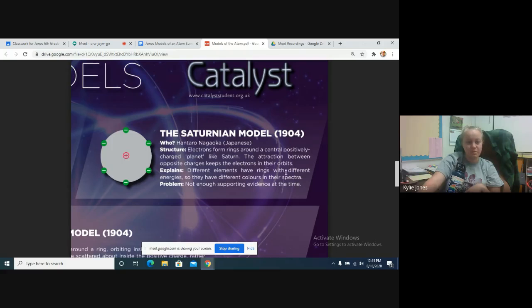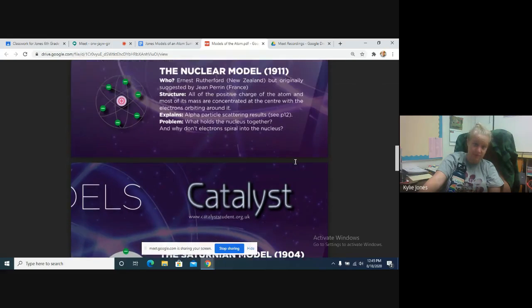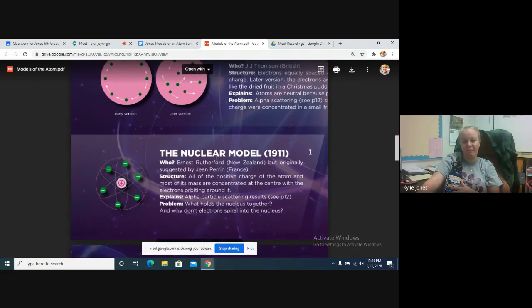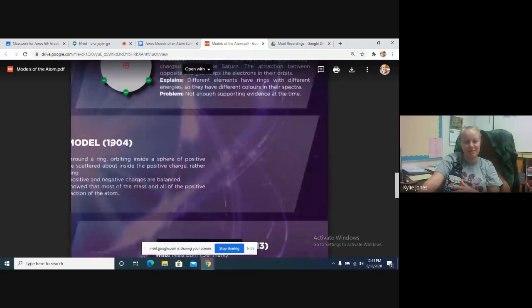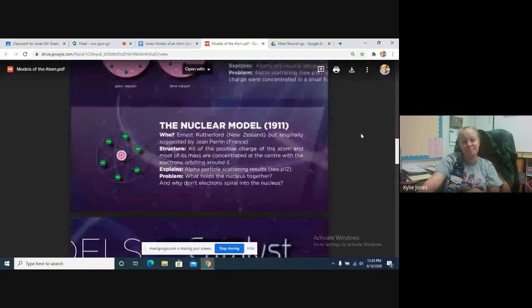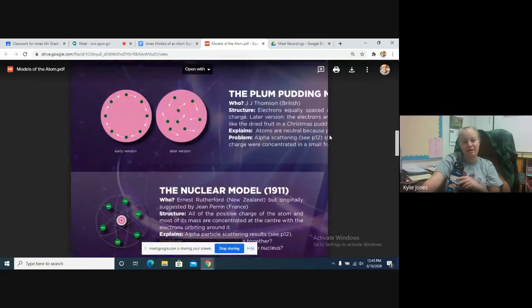Okay? The third model, I'm going to go back up to the one that's split on the pages. So this one splits between the two pages, so we'll have to be careful when we read it. I'm going to scroll back and forth a lot. But this is called the plum pudding model, and it was discovered in 1904. Okay?